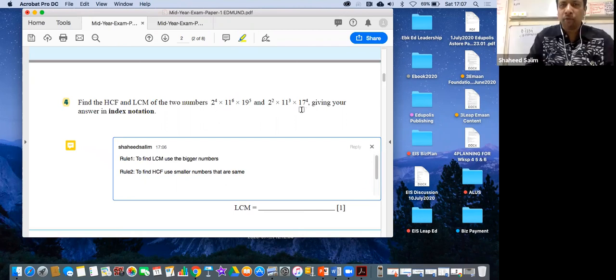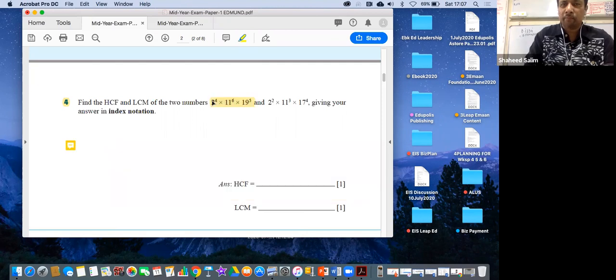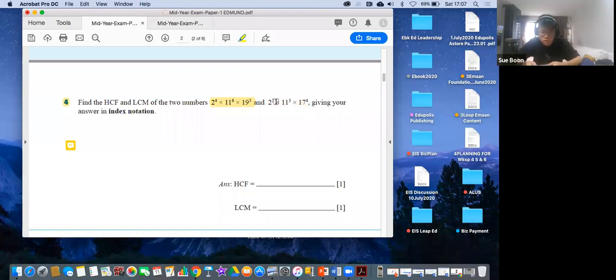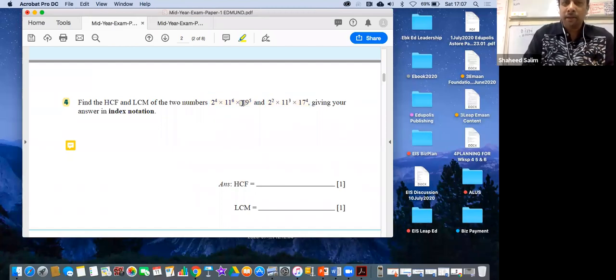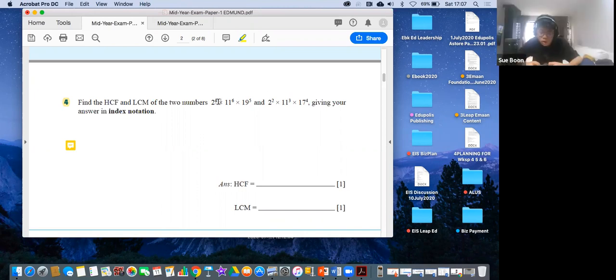2 to the power 4 or 2 to the power 2? You know, this is one number. This one is one number. This one is now another number. Do you know that first? Yeah. No, I don't know. Yes. You know, so now the numbers are given in index notation. So it's 2 to the power 4 and 2 to the power 2. Which one is bigger? 2 to the power 4.